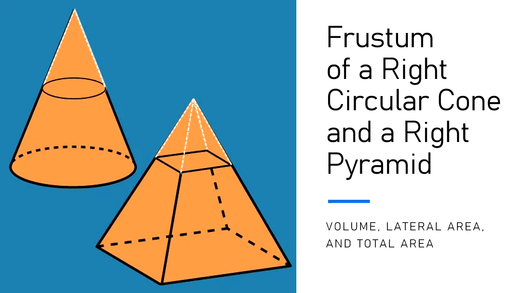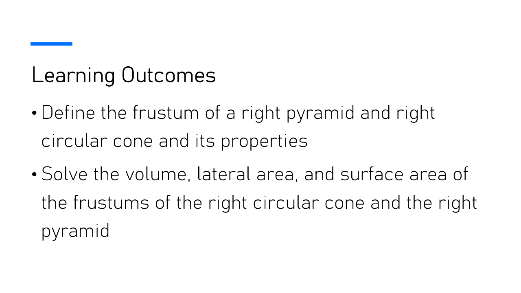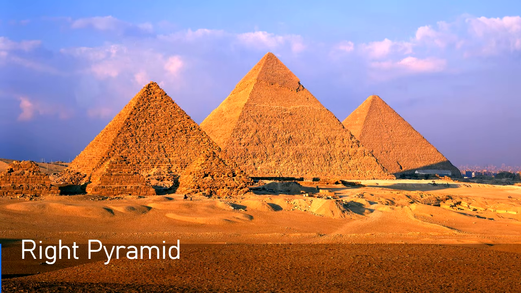Today, we're going to discuss how to solve for the volume, lateral area, and total area of the frustum of a right circular cone and a right pyramid. First, we will define the frustum of a right pyramid and its properties, and then solve for the volume, lateral area, and surface area of the frustum. First, let us discuss the frustum of a right pyramid.